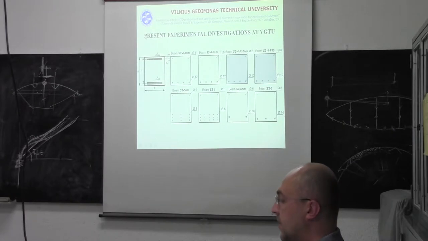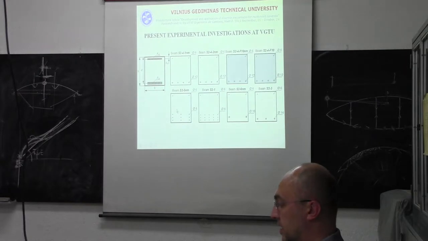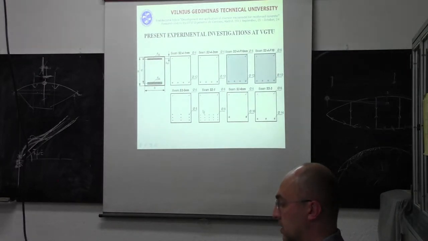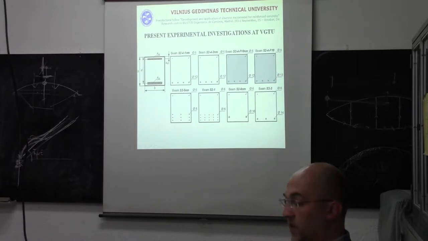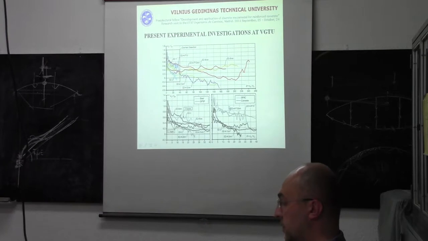Then, a series of tests was performed with non-metallic reinforcement. Two of the beams had 1% of fibers, and two of the beams, one had three layers of reinforcement. One was metallic, another was non-metallic, glass fiber reinforcement. And one more beam had the same reinforcement ratio, the same ratio of effective depth to element depth as this. As you can see, reinforcement was placed at highest level. Then we obtained these results.